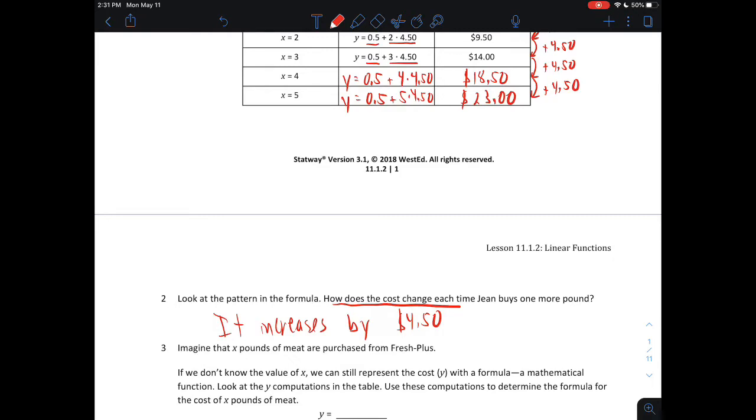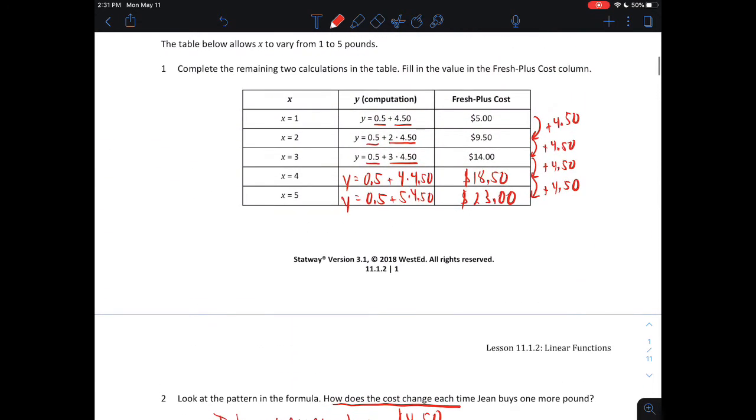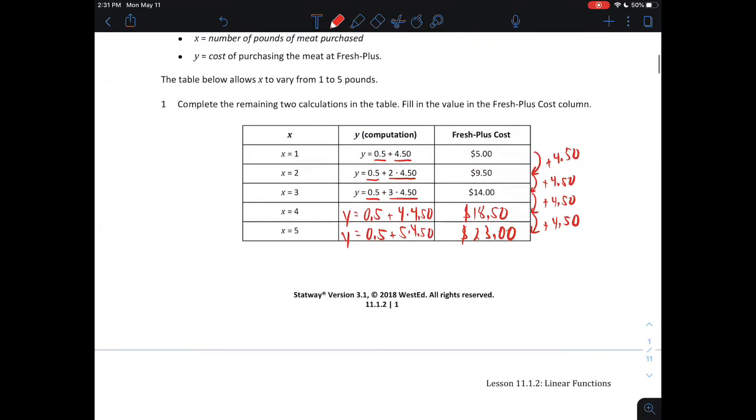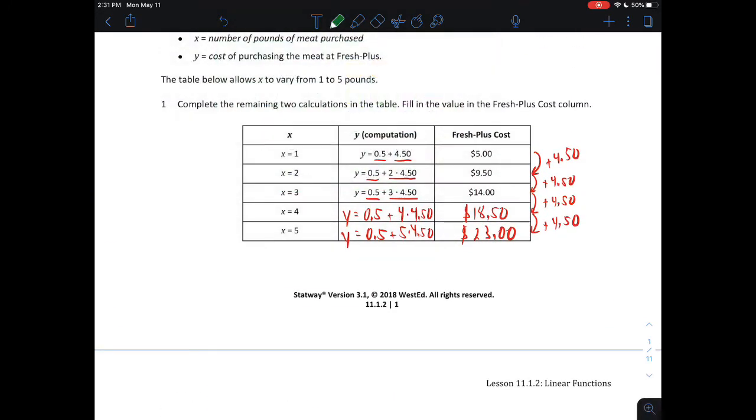So now number 3. Imagine now that X pounds of meat are purchased from Fresh Plus. If we don't know the value of X, we can still represent the cost Y with a formula, a mathematical function. Look at the Y computations in the table that we had above. Use these computations to determine the formula for the cost of X pounds of meat.